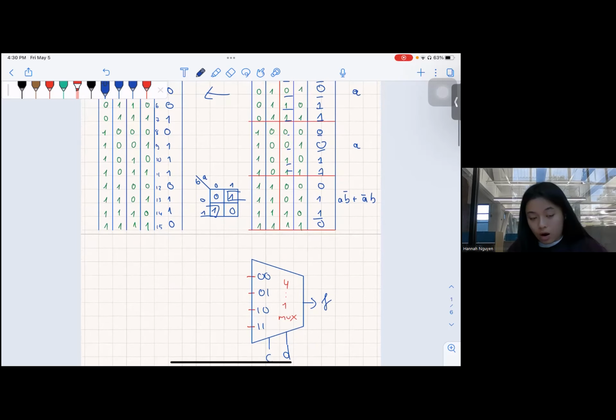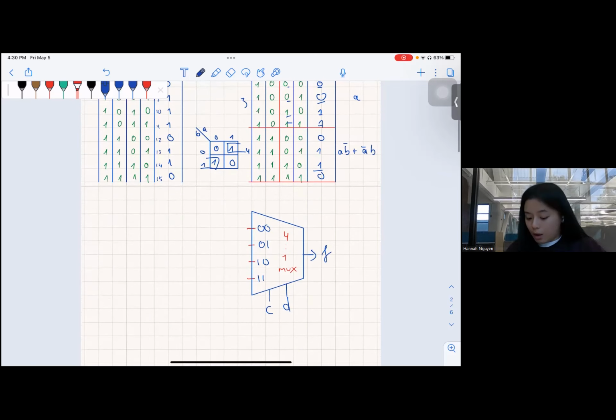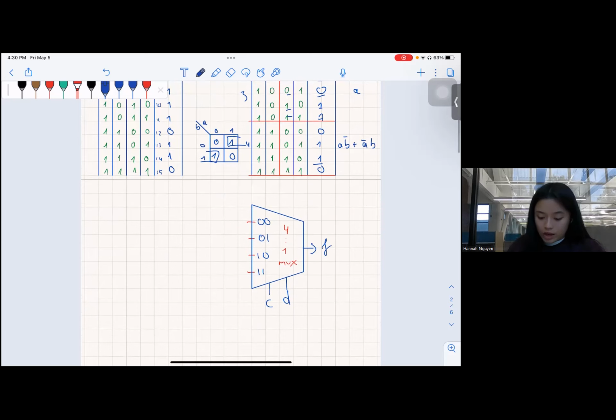Now, after that, I have to draw out the logic gate. As we can see right here, because we have to choose C and D as the select signals, we have 4 different groups of CD: 1, 2, 3, 4. This is the first group when C and D are both 0, 0. The second group is when C and D are 0, 1 respectively, the third group is when C is 1, D is 0, and the last is when C is 1 and D is also 1. So here is my multiplexer with C and D.